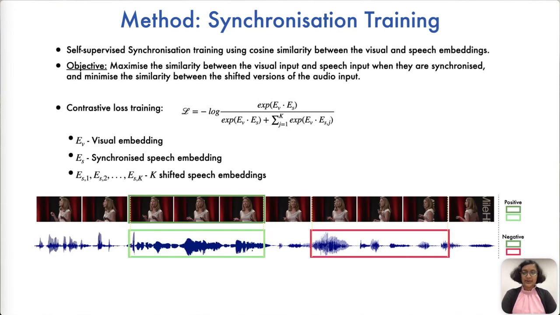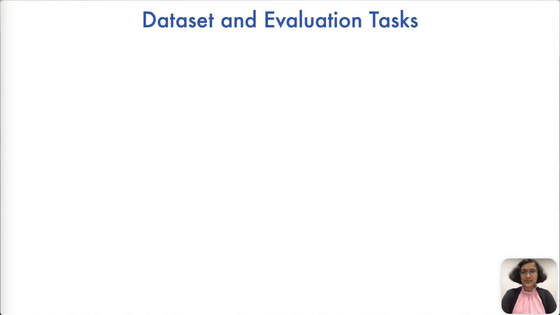Moving on, let us now look at how a model is trained to capture the correlation between speech and gestures. Once we have extracted the visual embeddings and the speech embeddings, we train our network in a self-supervised contrastive manner using cosine similarity. The training objective here is to maximize the similarity between the synchronized video and speech, that is the positive pair, and minimize the similarity for all the negative pairs, that is essentially between the shifted versions of the audio input, because these shifted versions are completely out of sync. So this was the brief about our method and architecture.